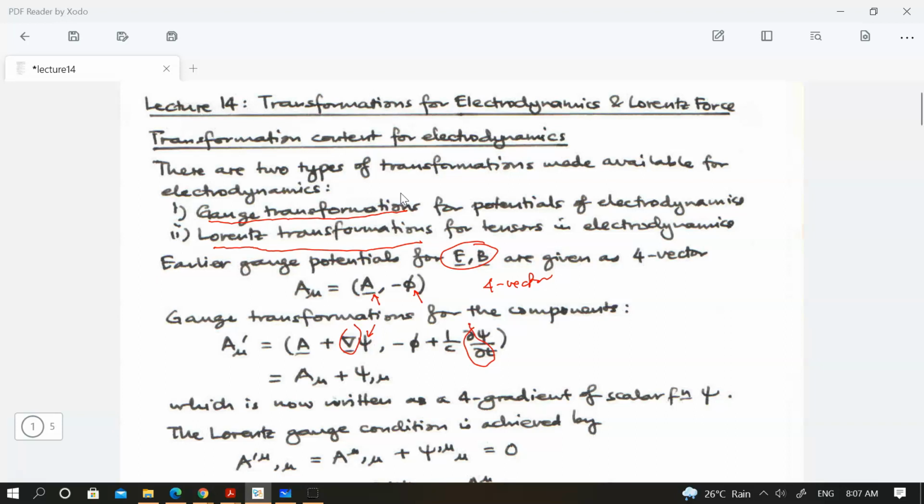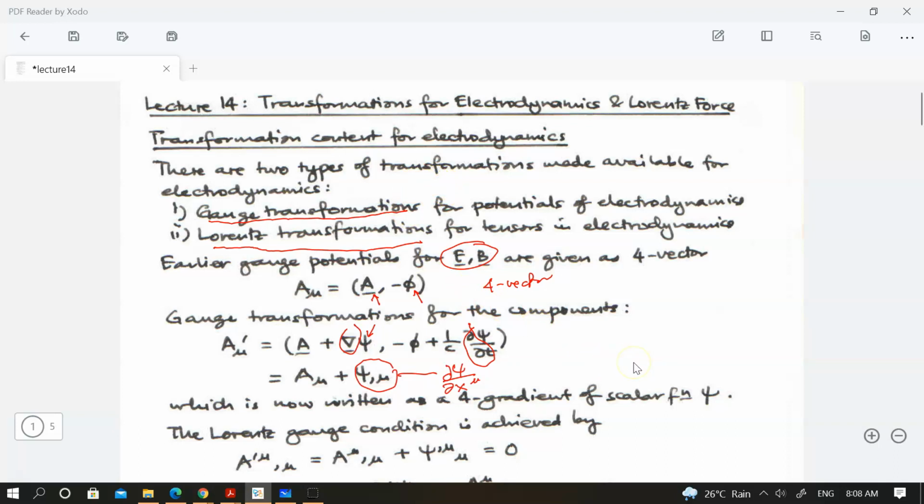So one could write this in a more condensed manner, in which both derivatives come from the four-dimensional derivative, which is this one. Let me remind you again that this is meant to be d psi dx mu.